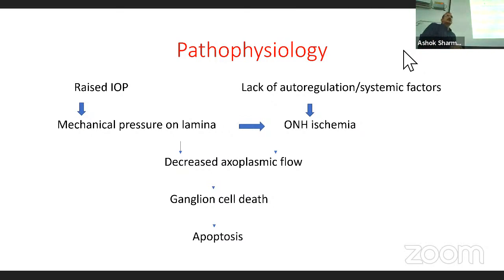There is an increase in ganglion cell death or apoptosis. This is programmed cell death. Or because of systemic factors, there is optic nerve ischemia. Maybe the patient is going low while sleeping. There is again decreased axoplasmic flow, leading to apoptosis.